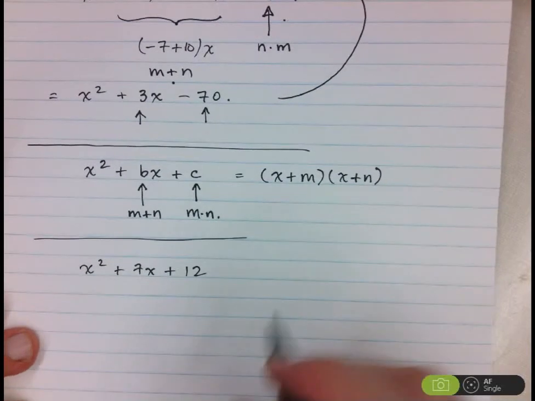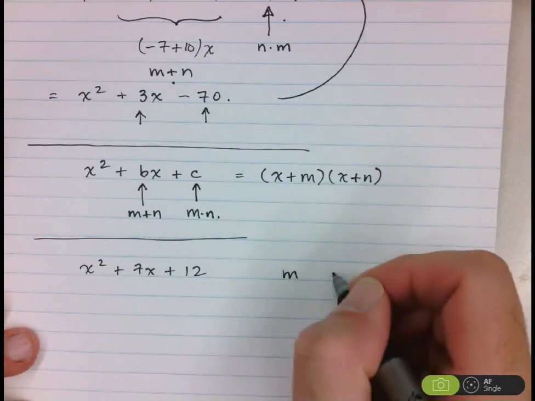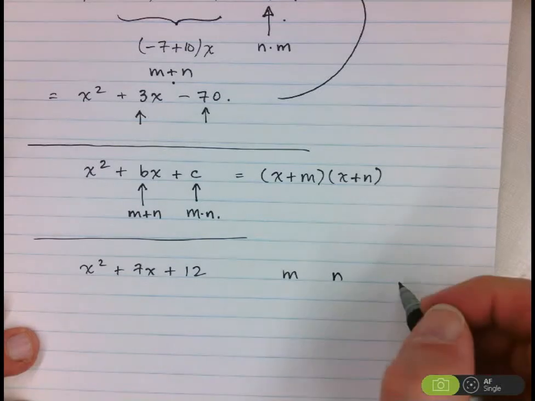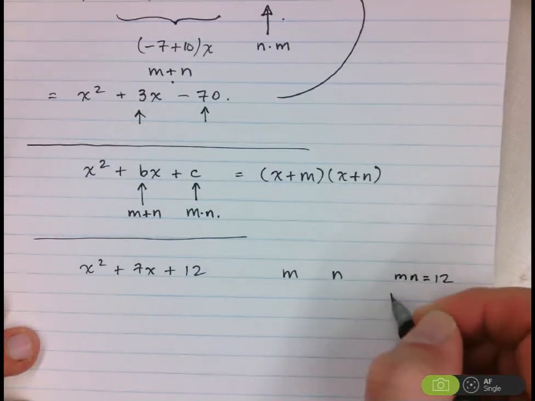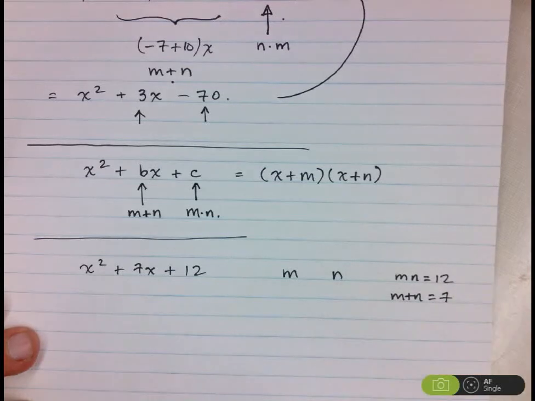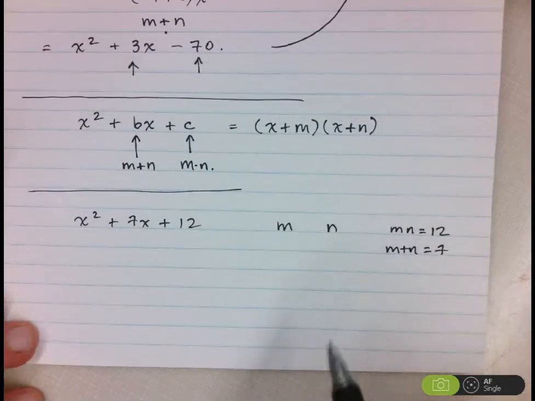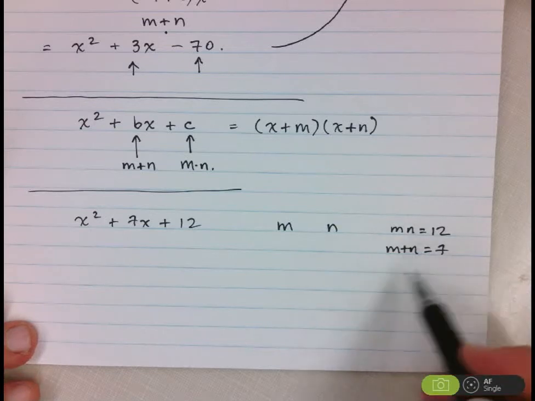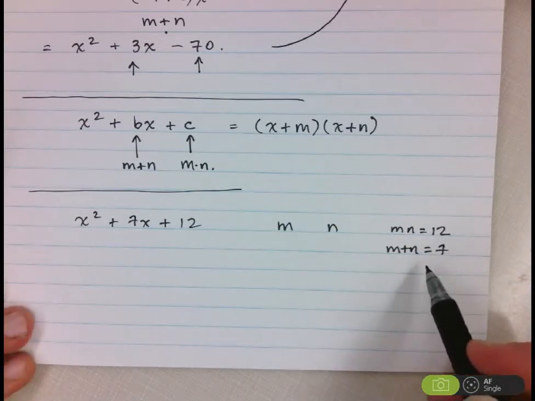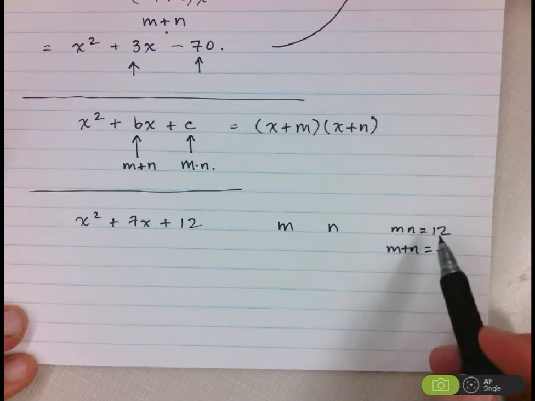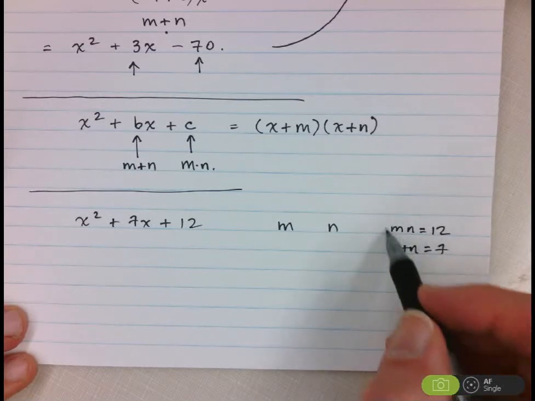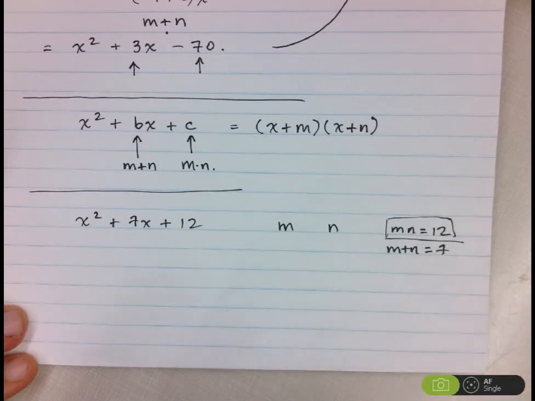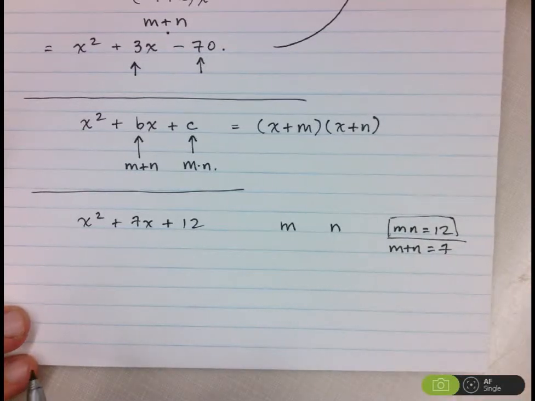Our goal here is to find two numbers, we'll call them m and n, that multiply to 12 and add up to 7. Now, we have to start finding these numbers. There's a lot of numbers that add up to 7: 2 and 5, 3 and 4, also -1 and 8, -3 and 10. There's tons of pairs of numbers that add up to 7. I can find as many as I like, but there's not a lot of numbers that multiply to 12. So this is the operation I want to start with. I'm going to think about all the numbers that multiply to 12.